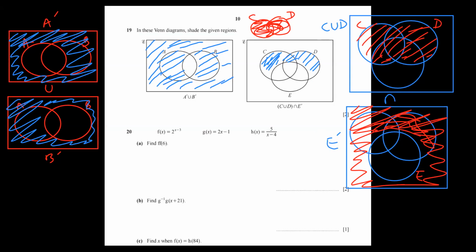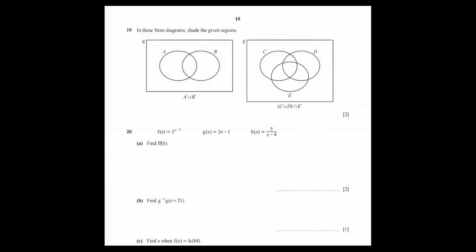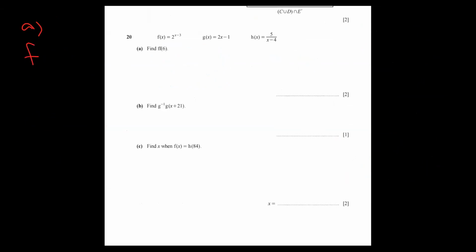Now I'm going for question number 20. This is a question of the function topic. Part A: F of 6. What is F of 6? The method is to put 6 in F and put the whole thing in this one.